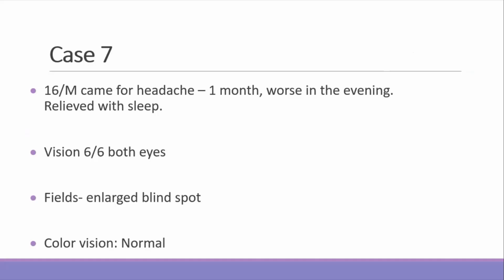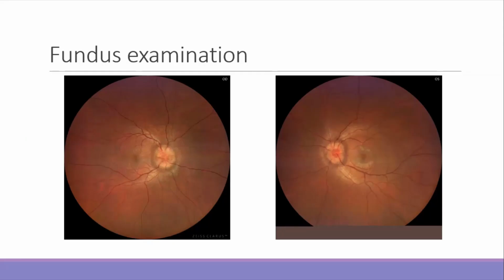Now, coming to case 7, a 16-year-old male came for headaches of 1 month duration, which was worse in the evening and relieved with sleep. His vision was 6/6 in both the eyes. The fields did show a mild enlarged blind spot. Color vision was normal. The disc showed elevated, blurred disc margins. However, there was no obscuration of vessels leaving the disc, which is suggestive of RNFL edema.